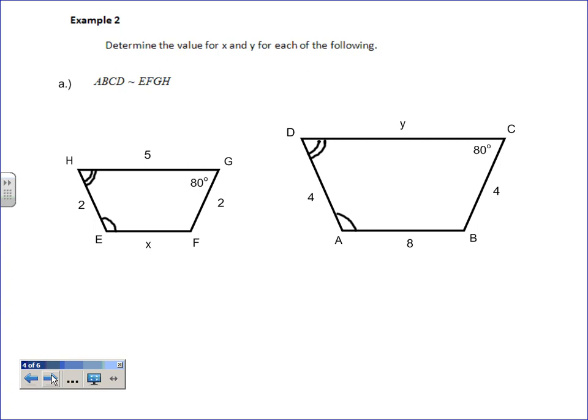So now it says determine the value of x and y for each of the following. I'm basically telling you that A, B, C, D, and E, F, G, H are, wait a minute, there's that little symbol. What's that again? So I'm telling you they're similar. I'm not asking. I'm saying they are. So now you got to make sure the angles are congruent. The sides are proportional. So we take a look.